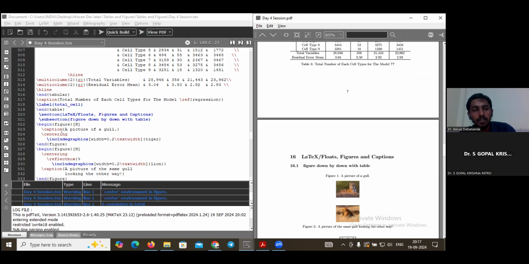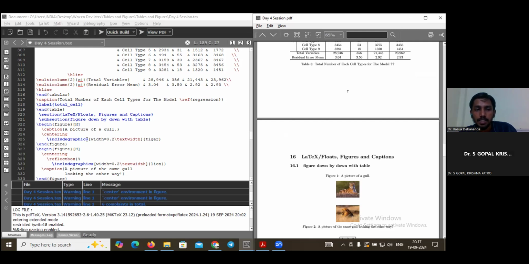Then what is the command? The command is \begin{figure} and \end{figure}. Very simple. For the caption, we have already discussed for the table, \caption. And H is precisely the point where you want the figure. Now this is the main thing.